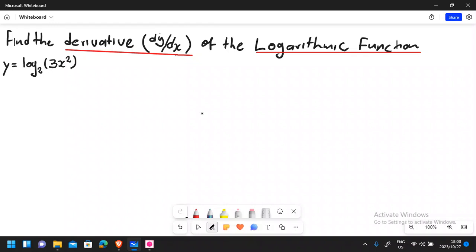So as you can see, this is a different function, guys. If you've been watching these videos on deriving the logarithmic function, this is a different one.